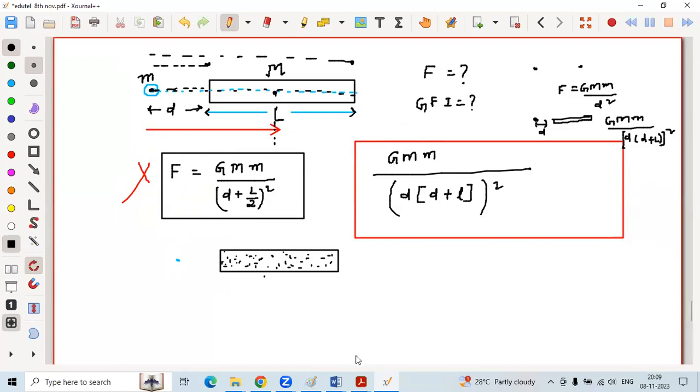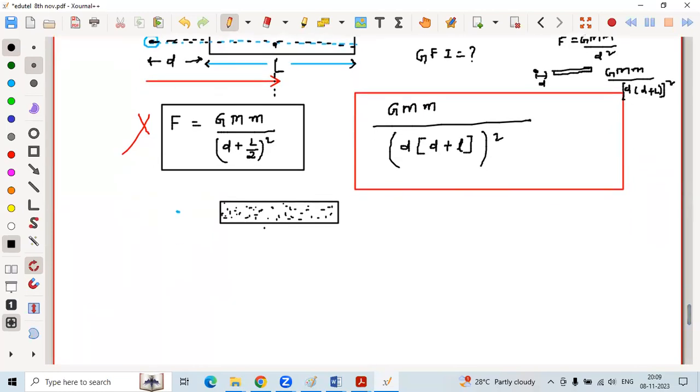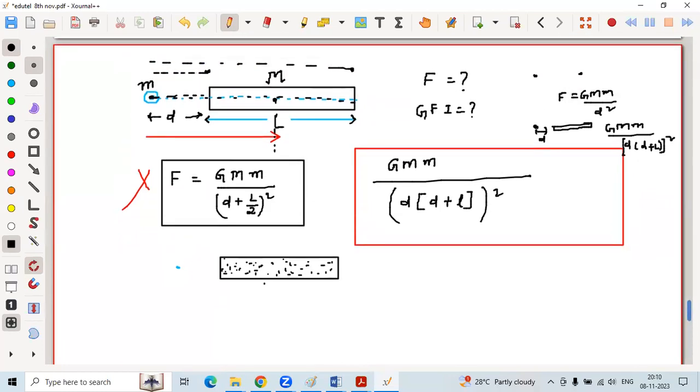Remember like a shortcut: between two point masses, F equals GMm by distance square. Between a rectangular mass and a point mass, F equals GMm by small distance into large distance, that's a whole square. Small distance is the nearest distance D from the point, and the maximum possible distance is D plus A. That's all.